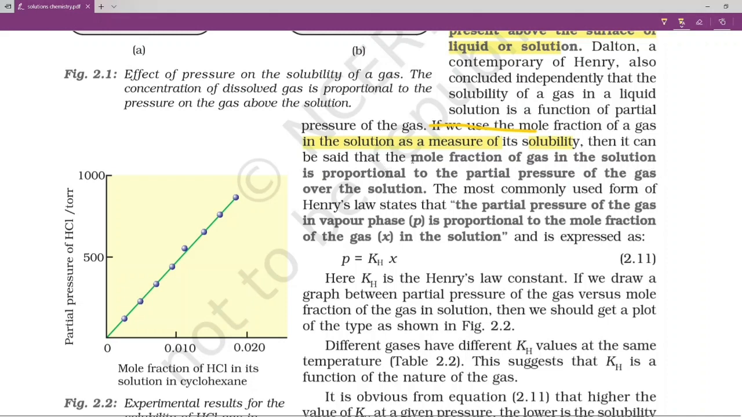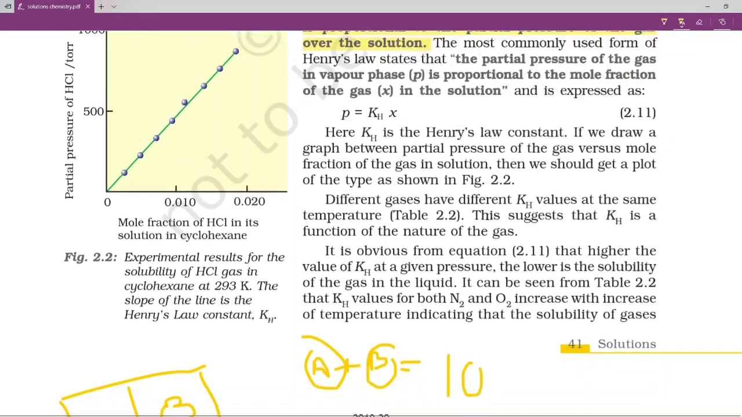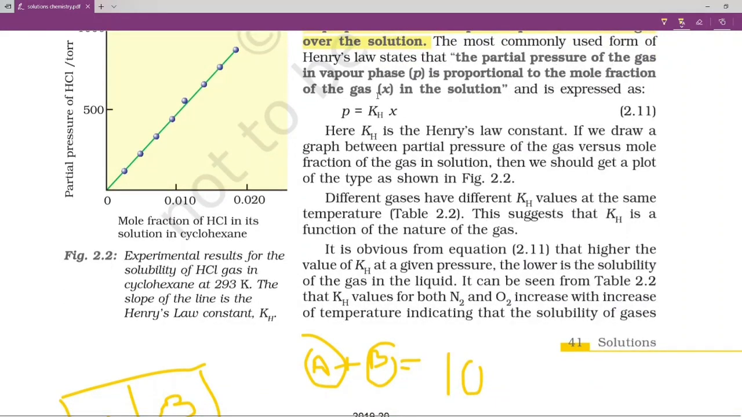Then it can be said that the mole fraction of a gas in the solution is proportional to the partial pressure of the gas over the solution. The partial pressure of the gas in the vapor phase is proportional to the mole fraction in the solution. So here he has written an expression, that is P is equal to KHX, where P is the partial pressure of that gas over the liquid, KH is the constant, and X is the mole fraction. KH, which I told here, is nothing but the Henry's law constant.